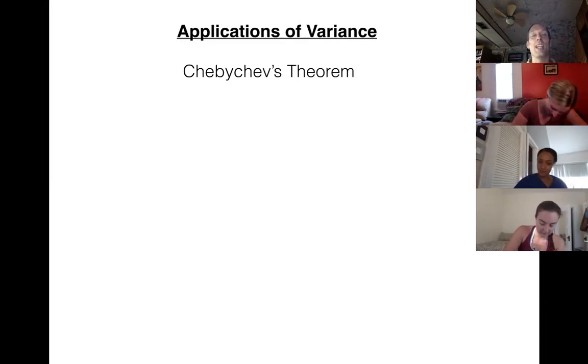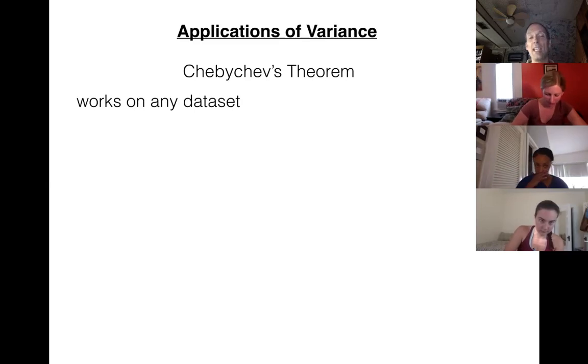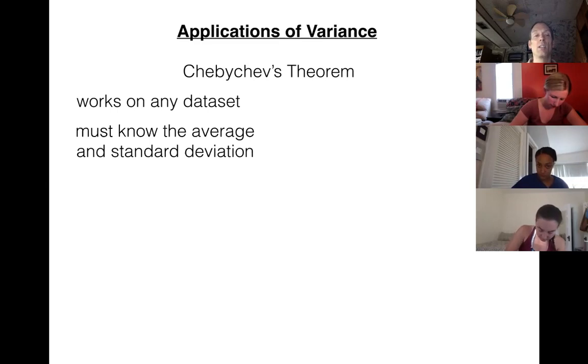And what did it say? So the Chebyshev theorem, this is what it said. Well, the Chebyshev theorem is pretty cool because it works on any data set. It doesn't matter if it's skewed left, if it's skewed right, whatever it is, it's always still going to work. And the only thing that you need to know to work the Chebyshev theorem is the average and the standard deviation. So when you get on the exam, the Chebyshev theorem is basically going to give you a way to estimate how much data is around an average.